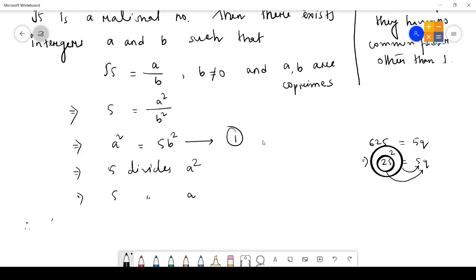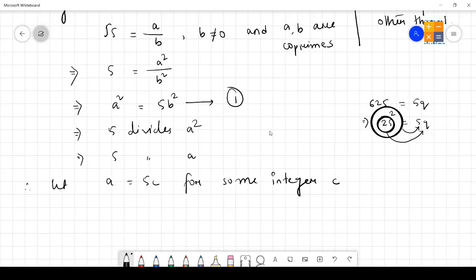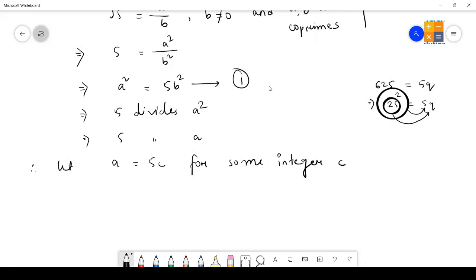Therefore, let A is equal to 5 into C for some integer small c. Now in this case, why did I assume A is equal to 5c? Because A is divisible by 5. So in this case, A can be expressed as multiple of 5. Multiple of 5 means 5 into something. That something we are taking as any integer c. So after this, I can put this result in Roman 1, I mean the first expression.